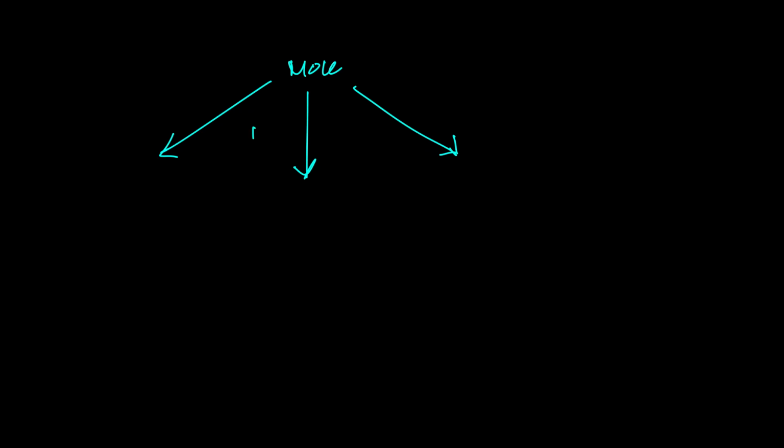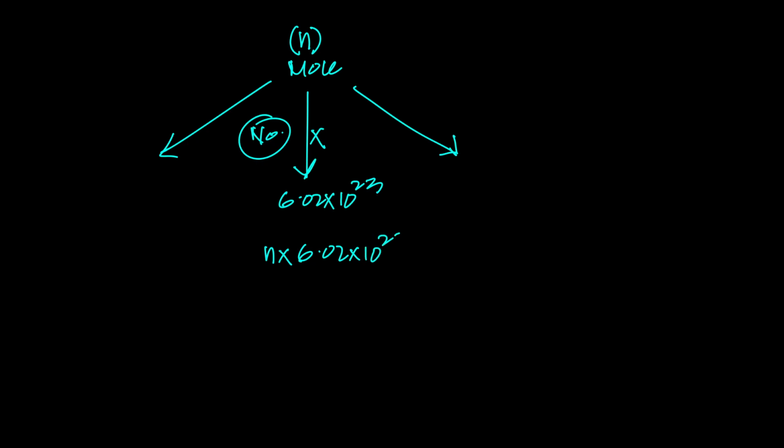If I want to find the number of anything, the number of atoms, the number of molecules, the number of ions, what am I going to do? I'll just take the moles and multiply it by 6.02 into 10 raised to the power 23. We represent moles with n, right? So I'll take n, the number of moles, and times it by 6.02 into 10 raised to the power 23. This is going to give me the number. It can be atoms, ions, molecules, whatnot.